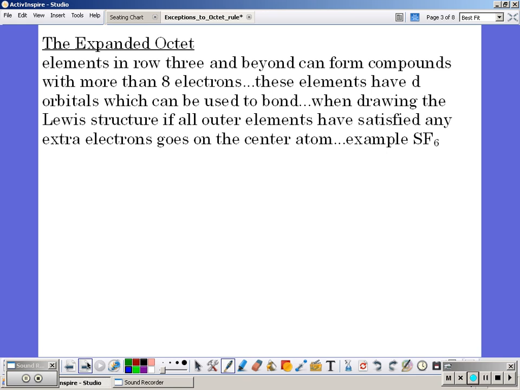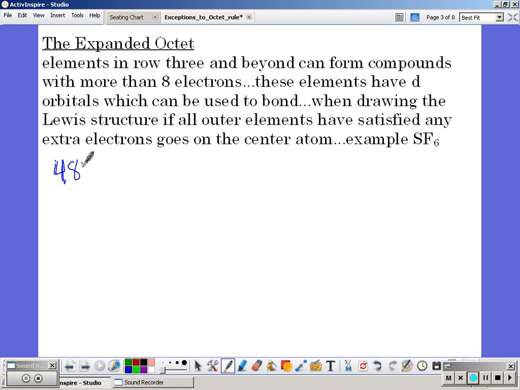When drawing the Lewis structure, you still want to satisfy all the outer elements first, and then any element that would be in the center. If you end up with extra electrons, those would go on the center. So if we look at SF6, or sulfur hexafluoride, we have 48 electrons to deal with.